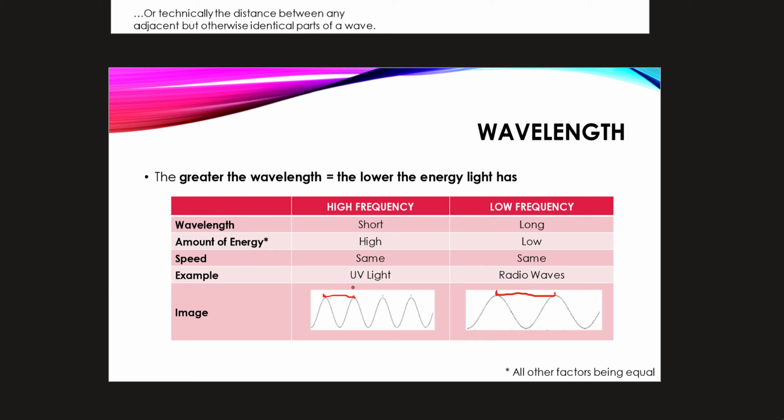So just to recap, this would be something like a UV light, and this would be for something like a radio wave. As you can see, this one has a much shorter wavelength, and this one has a longer wavelength, resulting in a higher amount of energy on this side and a lower amount of energy on this side.